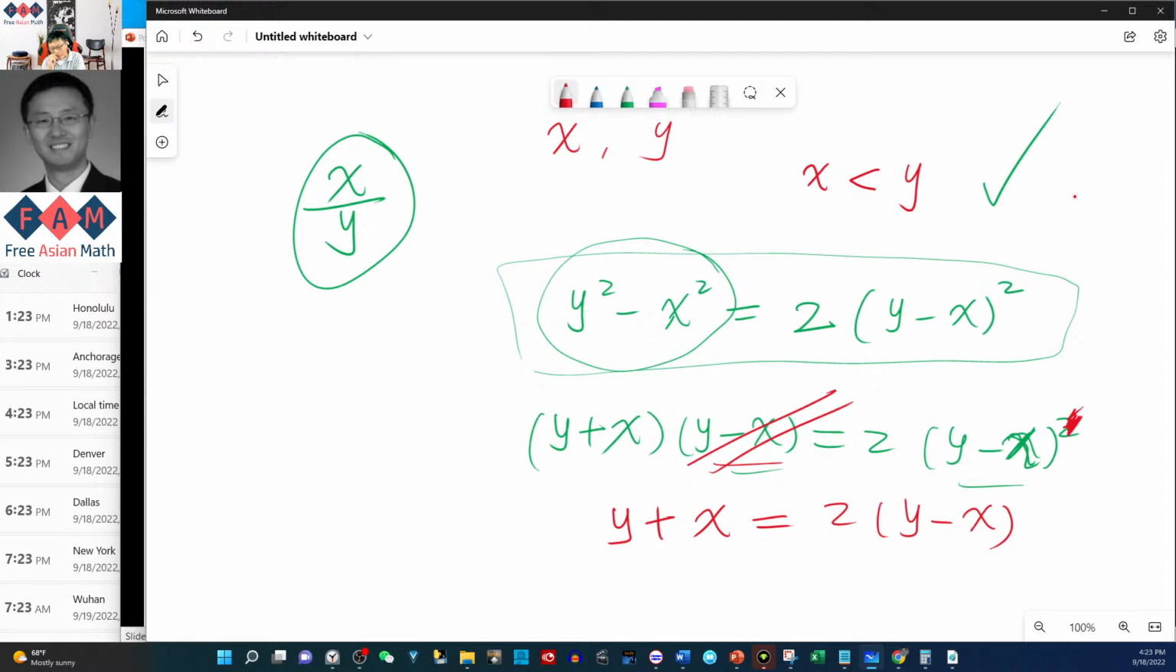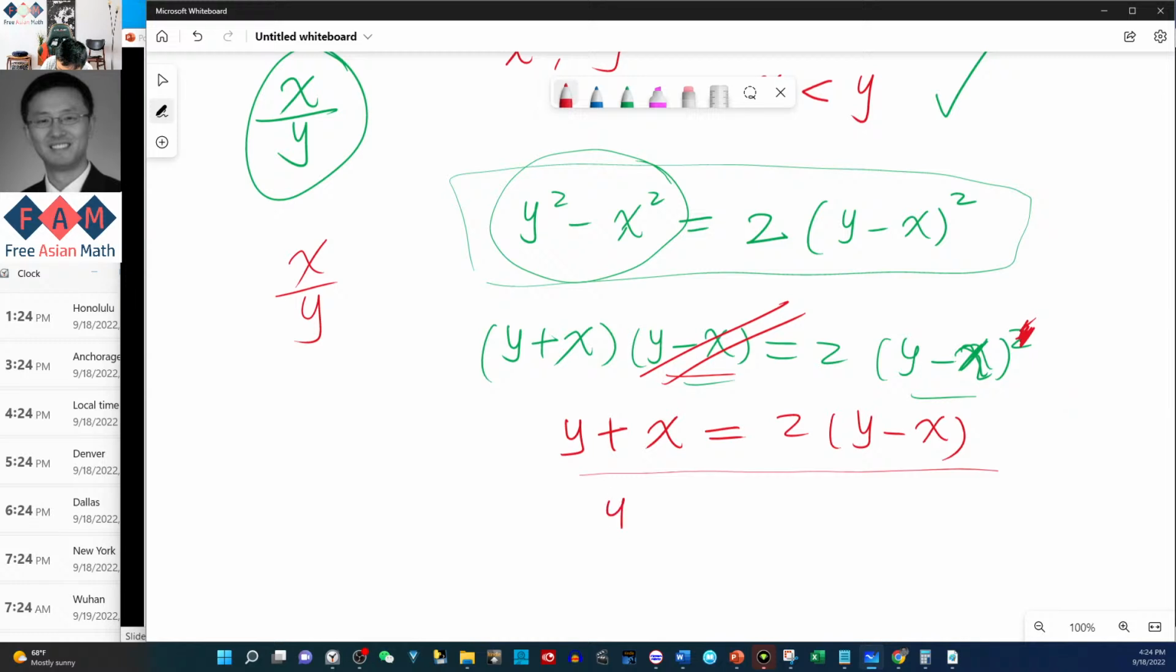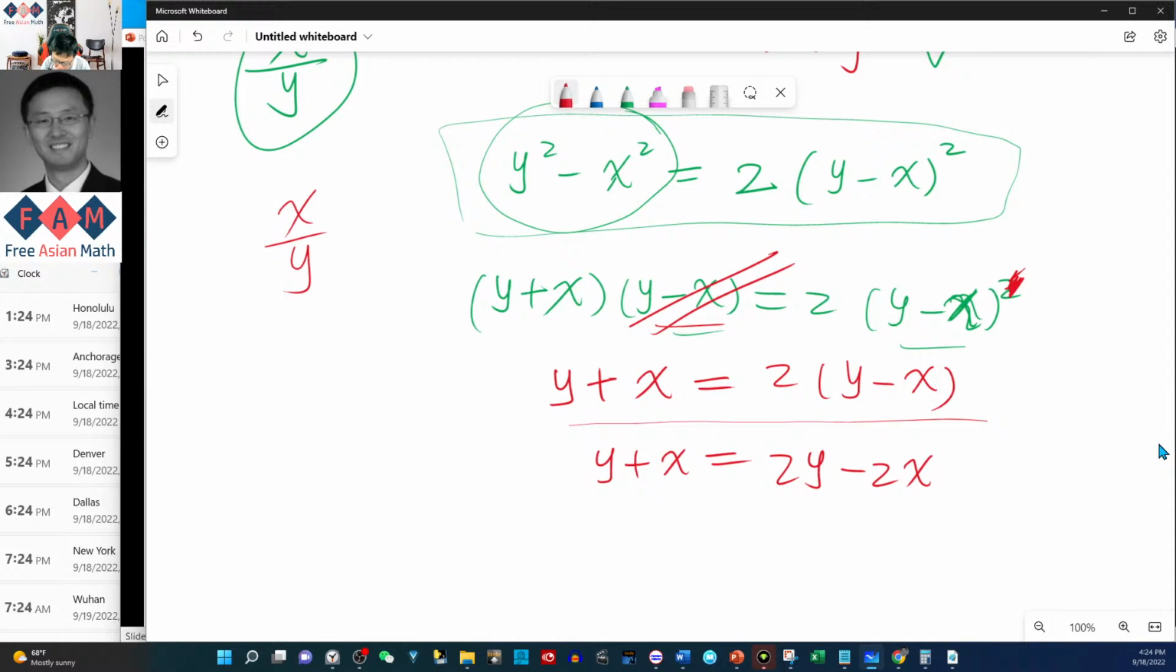But still, we cannot solve for x and y, but all we need is the relationship, x over y. Can we do that? If you have at least a reasonable amount of algebra skills, you can see that this is just a linear equation. You can easily manipulate that. So y plus x equals 2y minus 2x. All you need is to put y on one side and x on the other side. So you move 2x to the left, that becomes 3x on the left, and then you move the y to the right, and you get this relationship very clearly. So therefore, x over y is just 1/3.